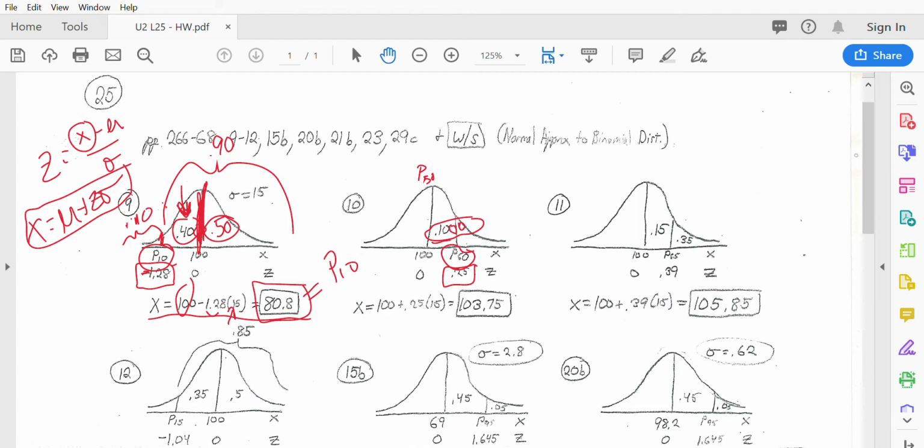So I look up 0.25. It's the mean plus the z-score times the standard deviation, and I get an answer of 103.75.